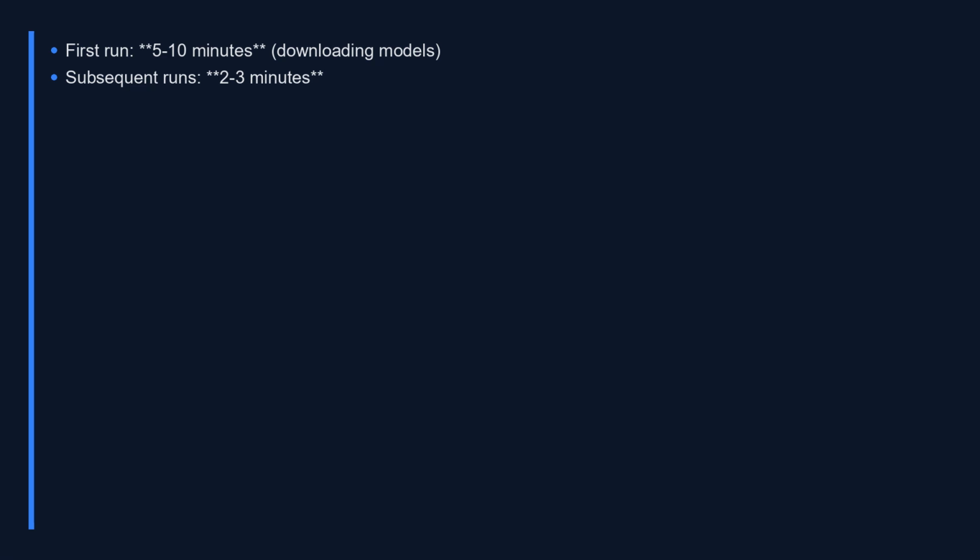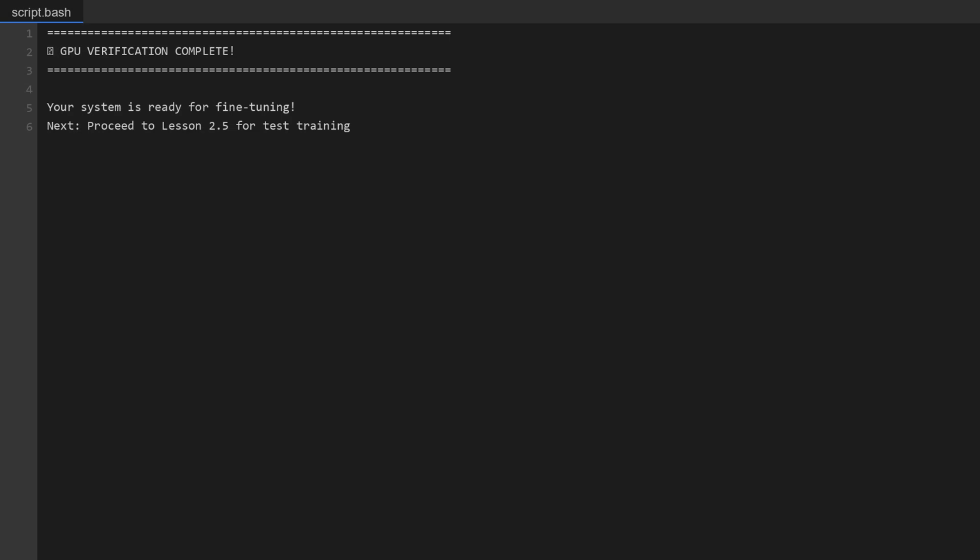Subsequent runs, 2-3 minutes. This output indicates that the GPU verification process has been successfully completed. It confirms that your system is properly configured and ready for fine-tuning large language models. Ensuring that your GPU is functioning correctly is crucial as it significantly speeds up the training process compared to using a CPU. The message also prompts you to move on to the next lesson, where you will begin test training.